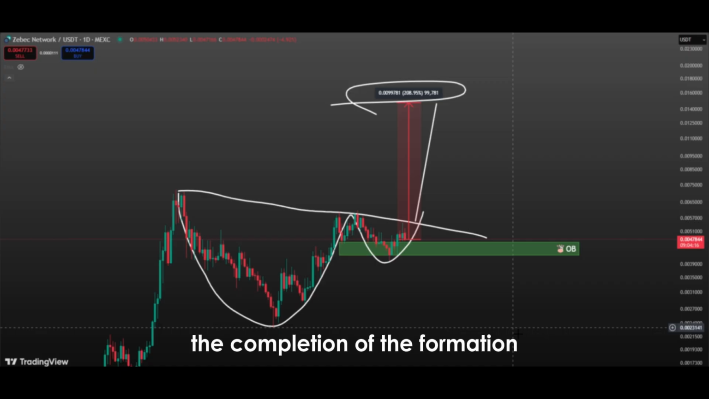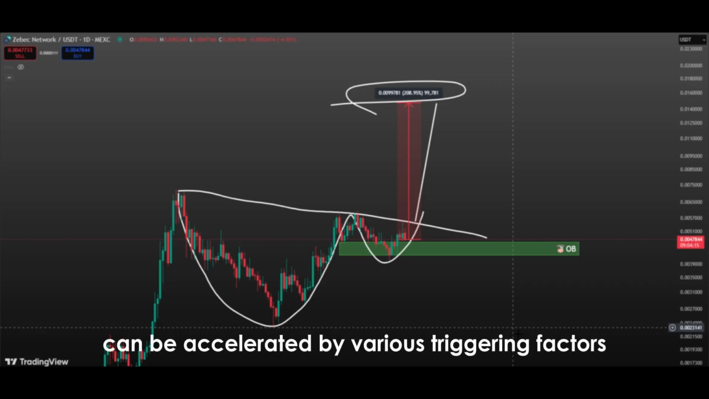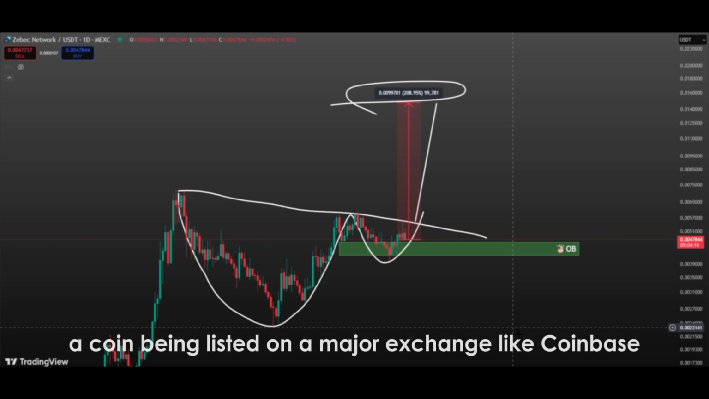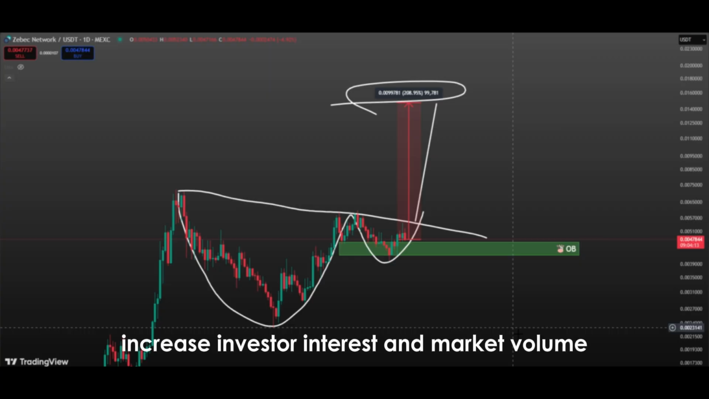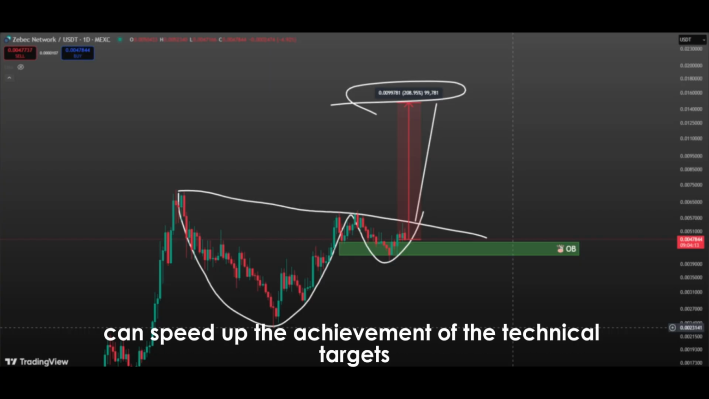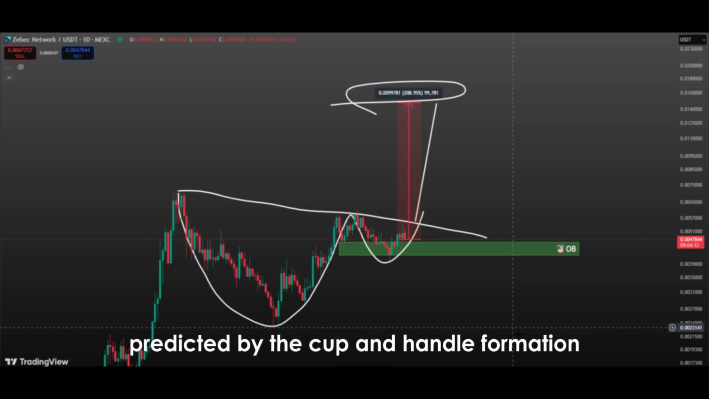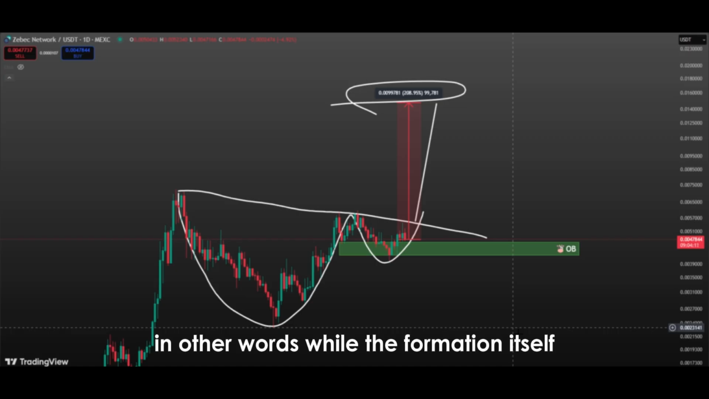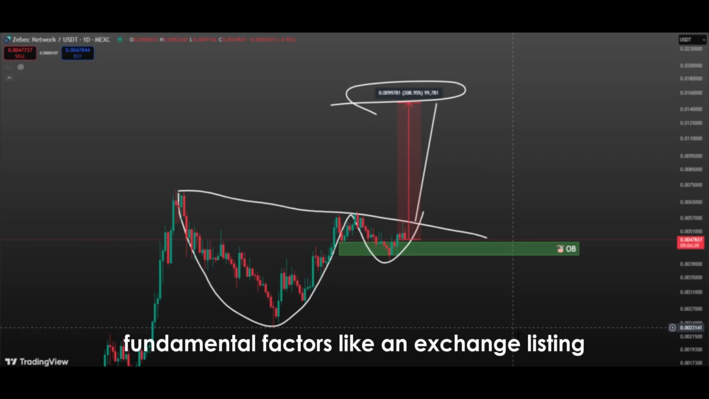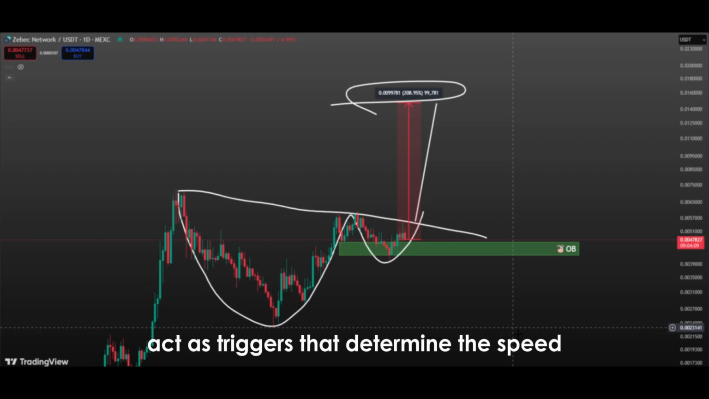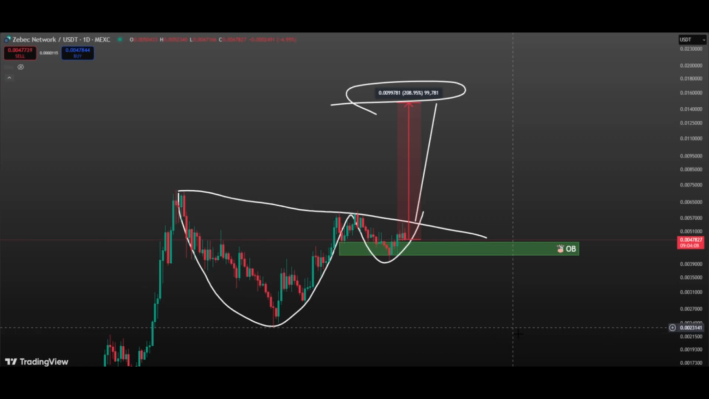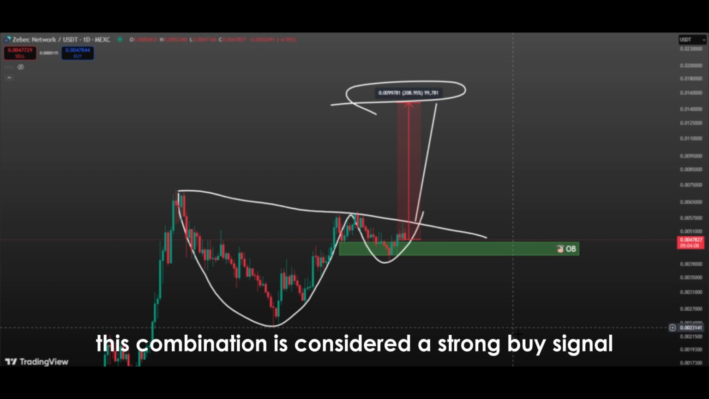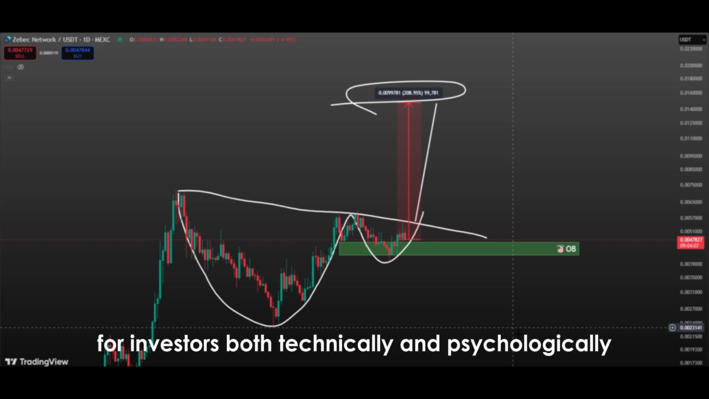The completion of the formation and the subsequent rise can be accelerated by various triggering factors. For example, a coin being listed on a major exchange like Coinbase can dramatically increase investor interest and market volume. Such a listing can speed up the achievement of the technical targets predicted by the cup and handle formation and support the price rising by the depth of the cup. In other words, while the formation itself indicates the price's upward potential, fundamental factors like an exchange listing act as triggers that determine the speed and magnitude of this movement. This combination is considered a strong buy signal for investors, both technically and psychologically.